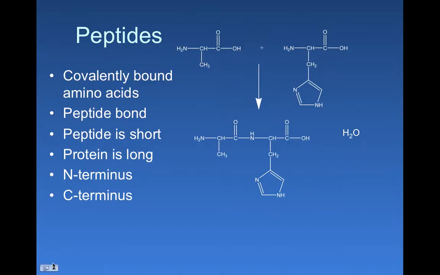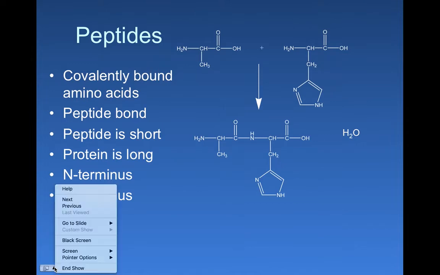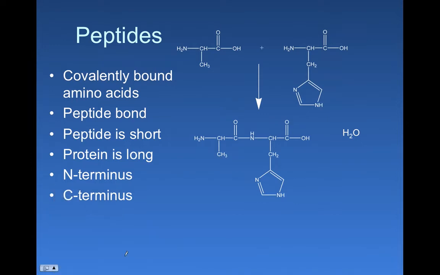Okay, we have talked about amino acids, and we can remember that just listing those amino acids is a description of the primary structure of a protein. Now we're going to start talking about the secondary structure of a protein, which are the local domains.